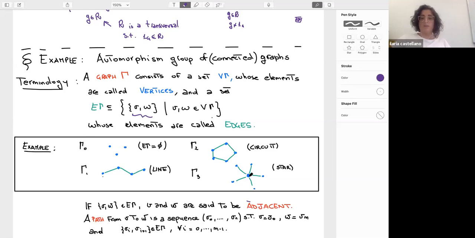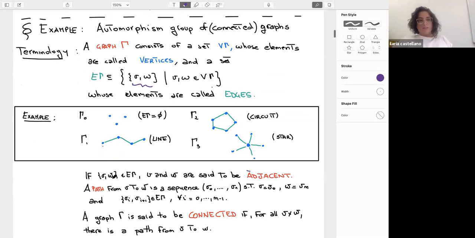So you have one vertex, and then this vertex is connected by an edge to all other vertices in the graph. So this is a good way to picture a graph, because whenever I have a pair V, W in the set of edges, I just draw this edge. And this is how a graph looks like. If two vertices V and W form an edge, then we say that they are adjacent.